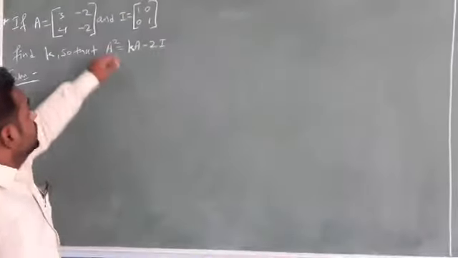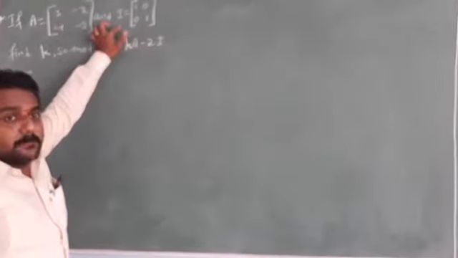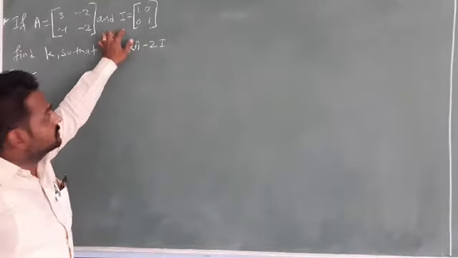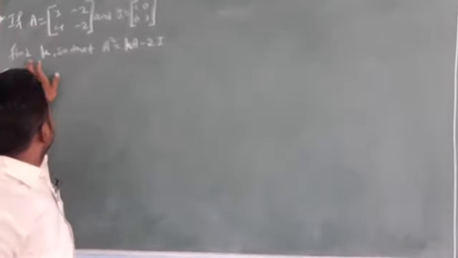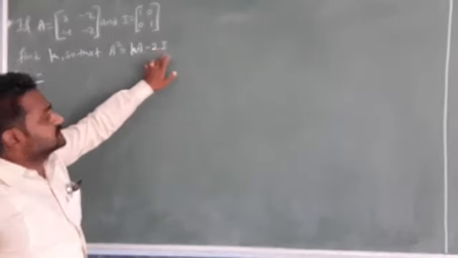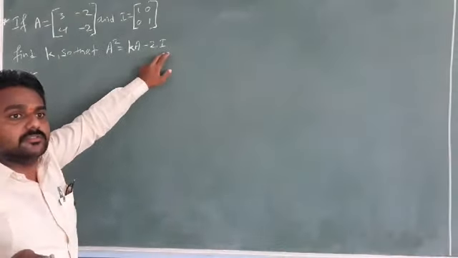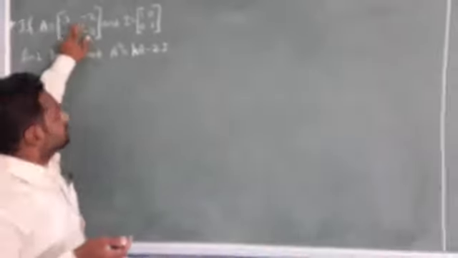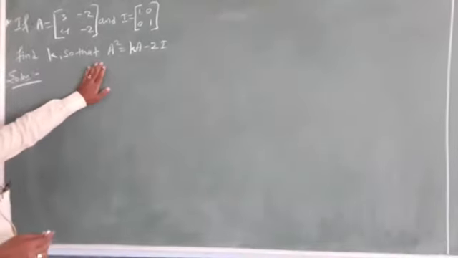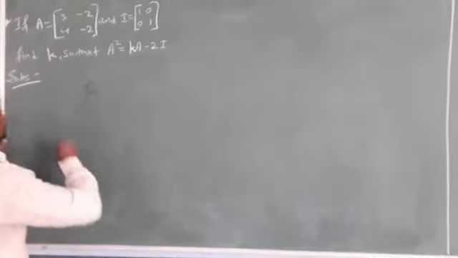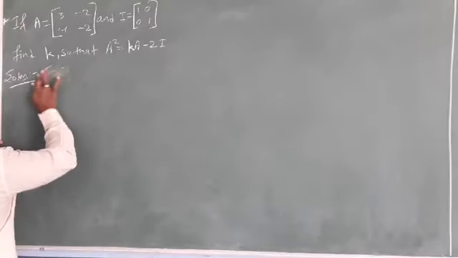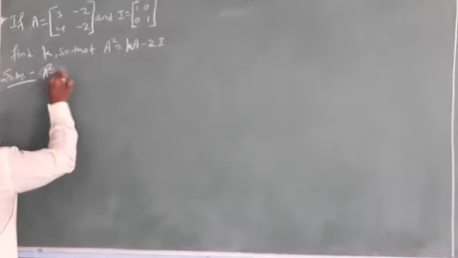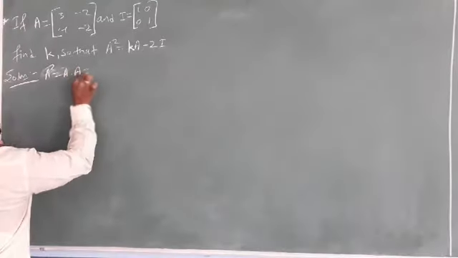Sometimes they may not mention the I also. They just give the A, find K so that A square equals KA minus 2I. So what order do you have to consider I? The same as that of the matrix itself. So first find the A square. First find the A square. So consider A square equals A into A.